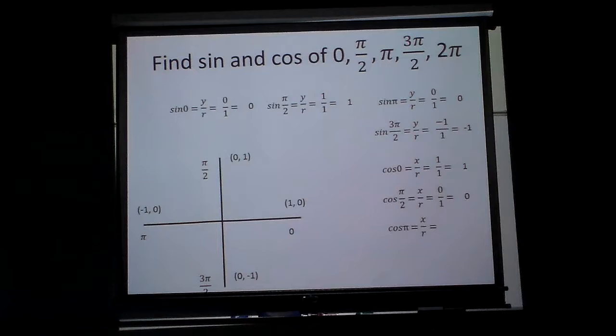And what's going to happen here? Here x is negative 1. So you have negative 1 over 1, or just negative 1. And then once again at 3 pi over 2, you're going to be back to what? 0, correct? There we go. And that's the angles right there.